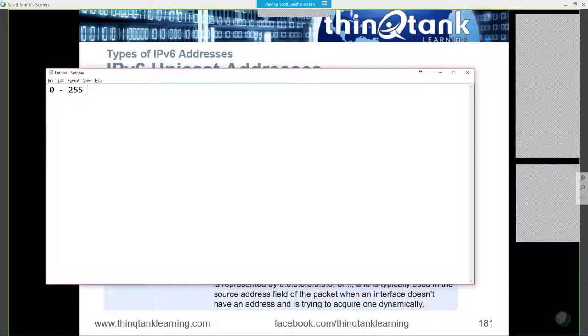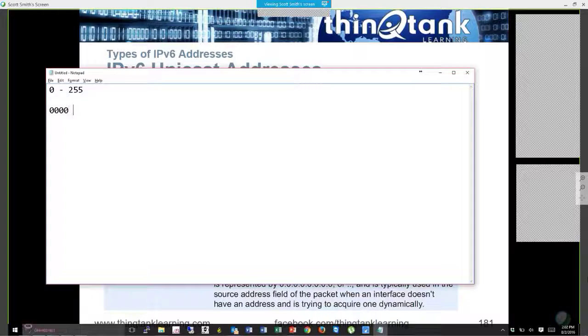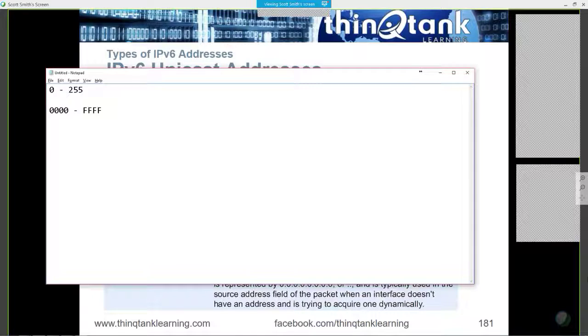In the first octet. In IPv6, it's the first hextet that identifies what type of address it is. So actually, we go from 0000 to FFFF. That is the range of IPv6, 0000 through FFFF. Most of that address space is reserved for future use. It's not defined, it's not being used.